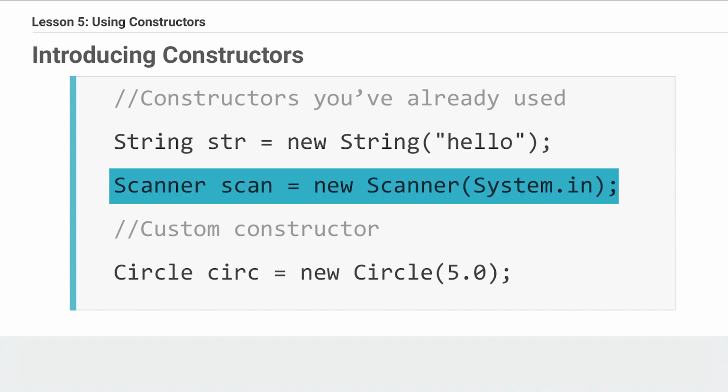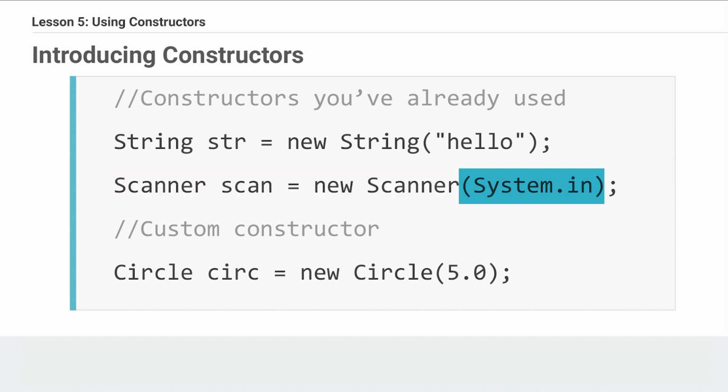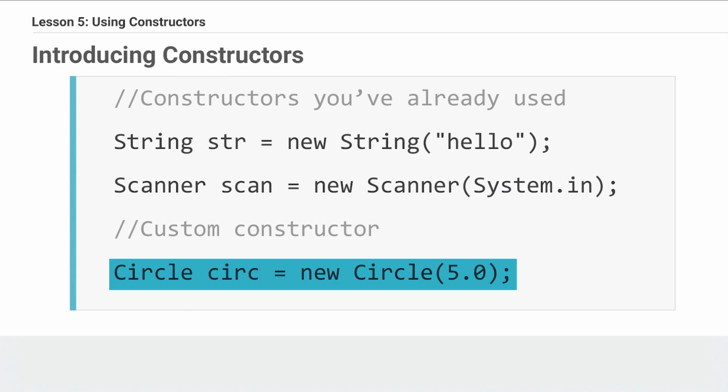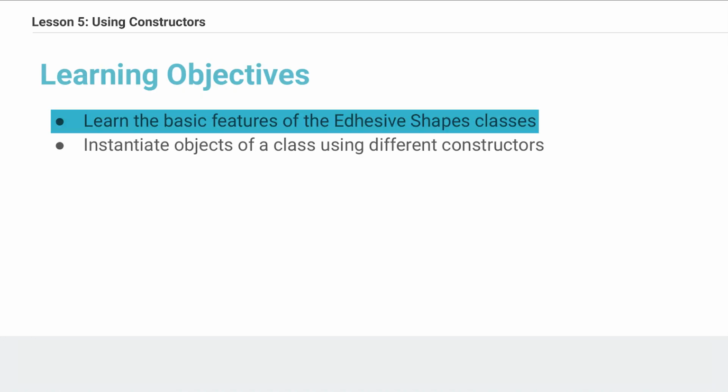Every time you created a new scanner, when you typed new Scanner parentheses System.in, right? Those parentheses and the word new Scanner, that's calling the constructor for a scanner. In this lesson, we're actually going to look at some custom constructors, though, to learn how to construct different custom classes from a custom Adhesive Shapes package that we're going to give you. So the first learning objective for this lesson is to learn the basic features of the Adhesive Shapes classes.